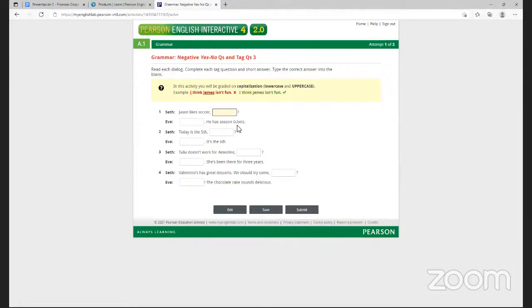So here, Jason likes soccer. Isn't? No, because we don't have the verb does, if he. Does, yes, does he, doesn't, right? Doesn't because it's affirmative. Okay. So, yes, doesn't he? Okay.